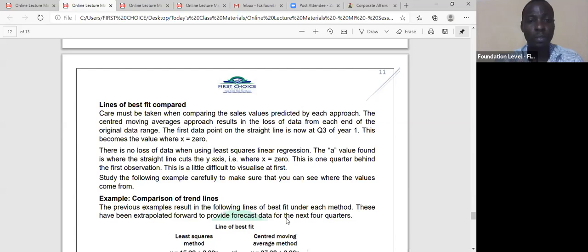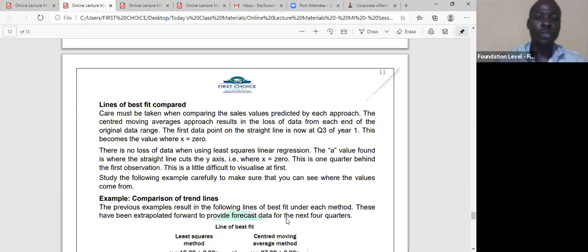So the first point on the straight line is quarter 3 of year 1. This becomes the value where our x is 0. That's what we should know. Everything is in relation to quarter 3. So your quarter 3 starts the whole thing.